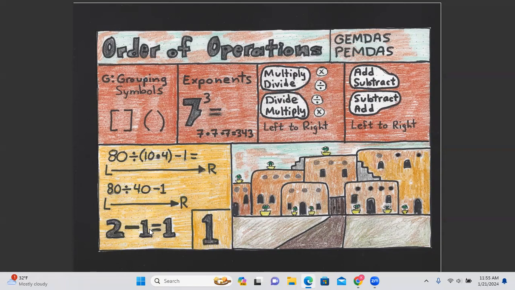And then we can subtract this 1 from this 2. 2 minus 1 will give us 1. And our final answer is 1.